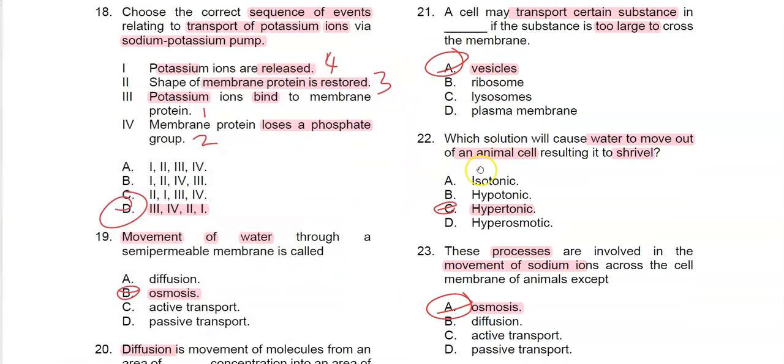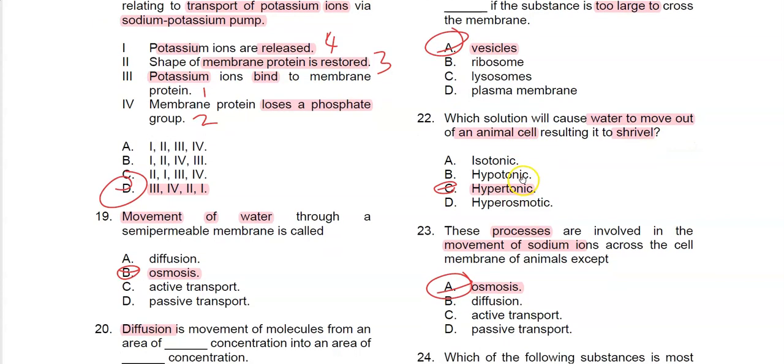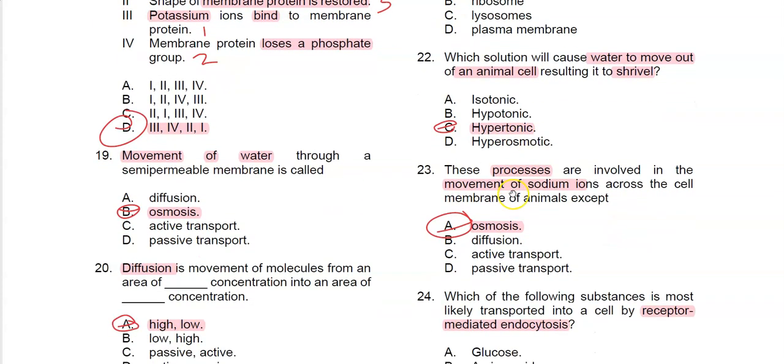Question 22. Which solution causes water to move out of an animal cell, resulting in the cell shriveling? Obviously the answer would be hypertonic. Water from the animal cell will diffuse out through the process of osmosis. So always include the word osmosis. The movement of water across the membrane is always through osmosis.